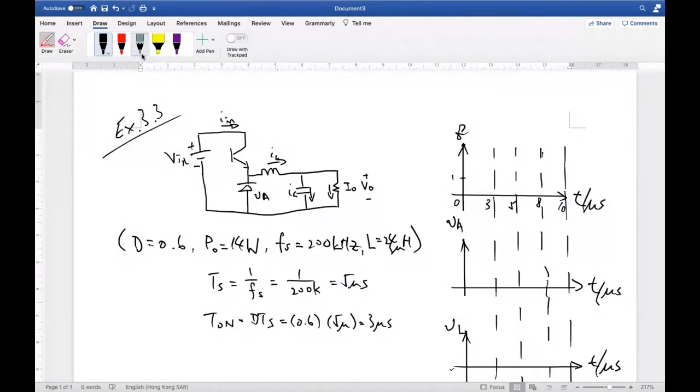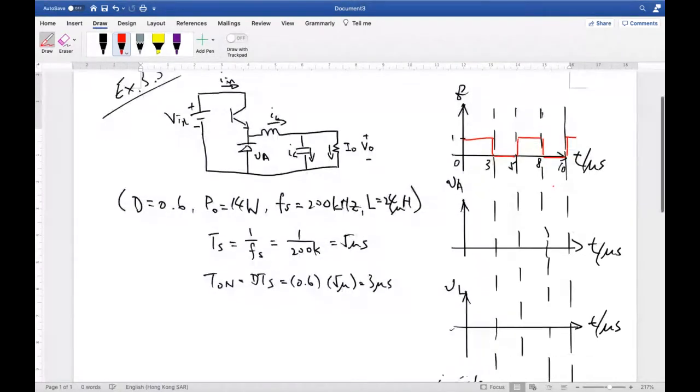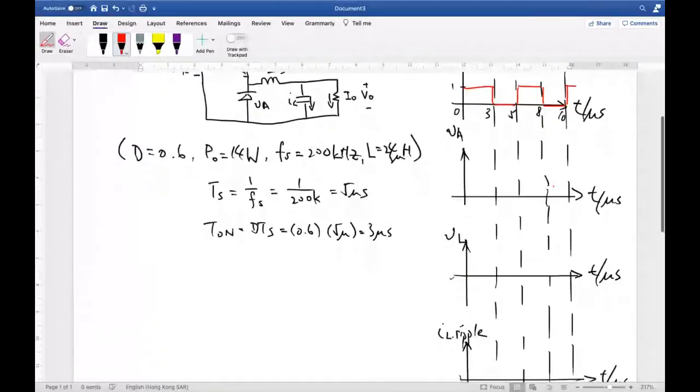Okay, and then we change the color. During the on state, Q is equal to 1. Off state, Q is equal to 0. So the waveform should look like this. Okay, and then this is done.